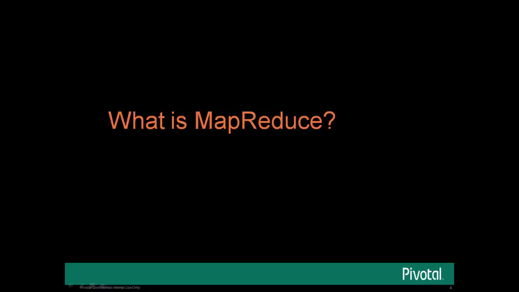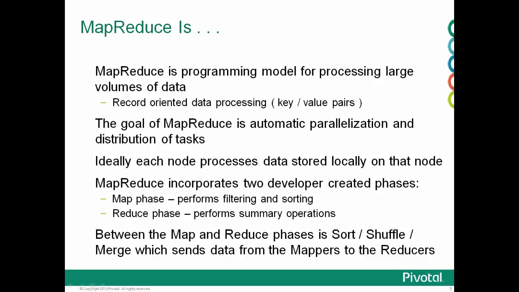What is MapReduce? MapReduce is a programming model for processing large volumes of data. It's processed using record-oriented data processing. Those records consist of key and value pairs. The main goal of MapReduce is automatic parallelization and distribution of the tasks in a MapReduce job. Ideally, each node processes data stored locally on that node.